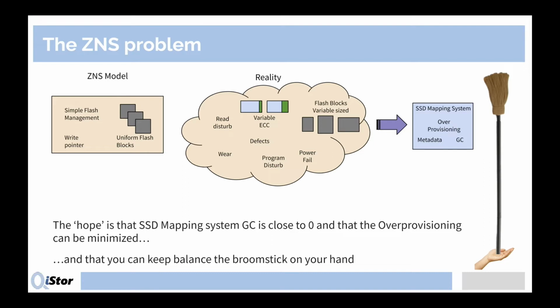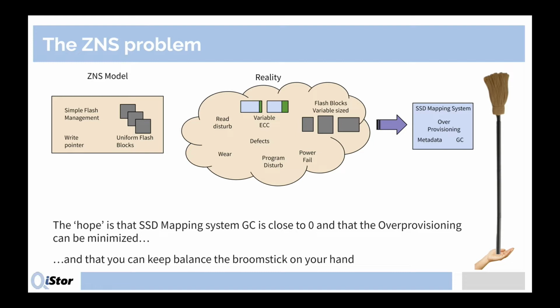We have variable size ECC, which means we have variable size blocks, there's defects, there's read disturb, there's wear. All these device level issues are actually a lot more complicated than the ZNS model. It's a good abstraction, but it doesn't reflect reality. So what we have here is we're still going to have an SSD mapping system with over-provisioning, metadata, and garbage collection. We're going to hope it's less.